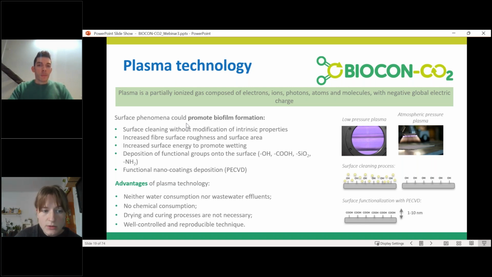These gases modify the surface morphology and introduce non-permanent functional groups, normally polar functional groups. This means that this activation is lost with time, and we are not generating bonds on the surface. And using these gases, we can increase the roughness and the surface area of the surface. Then what we can also do with plasma is the deposition of permanent functional groups.